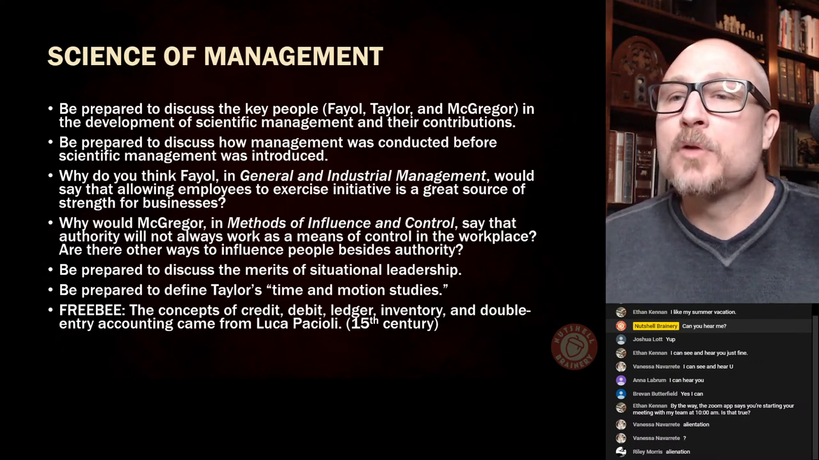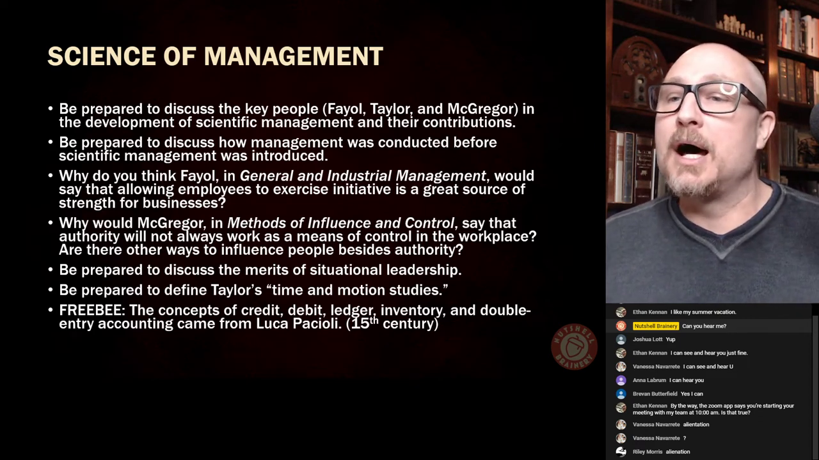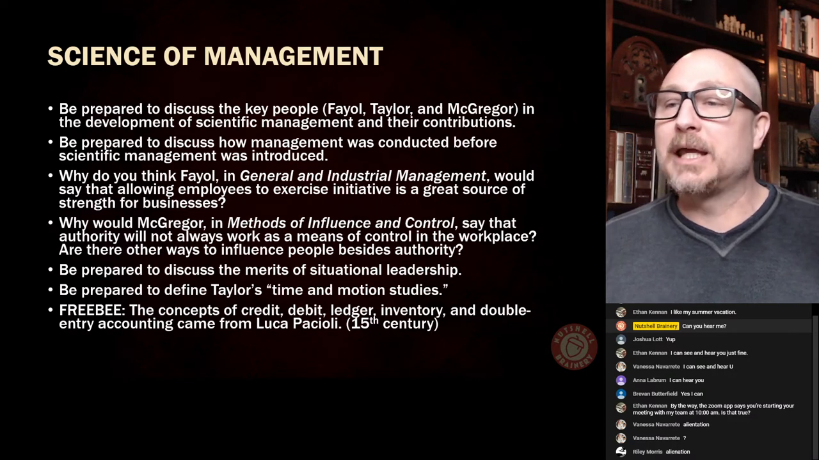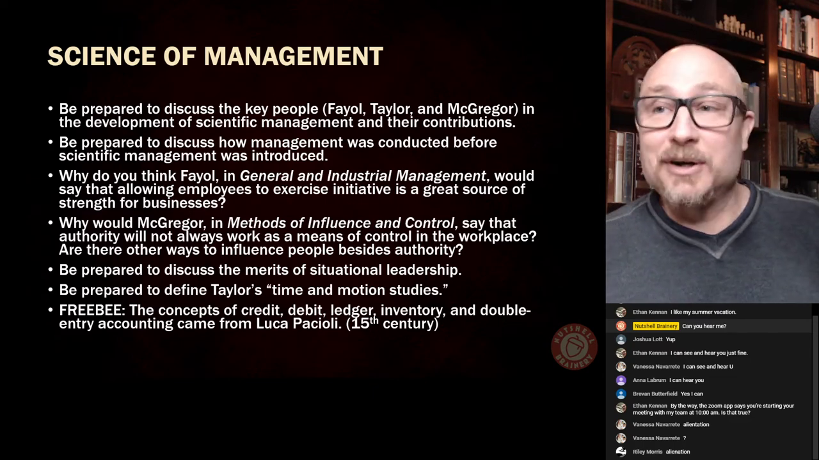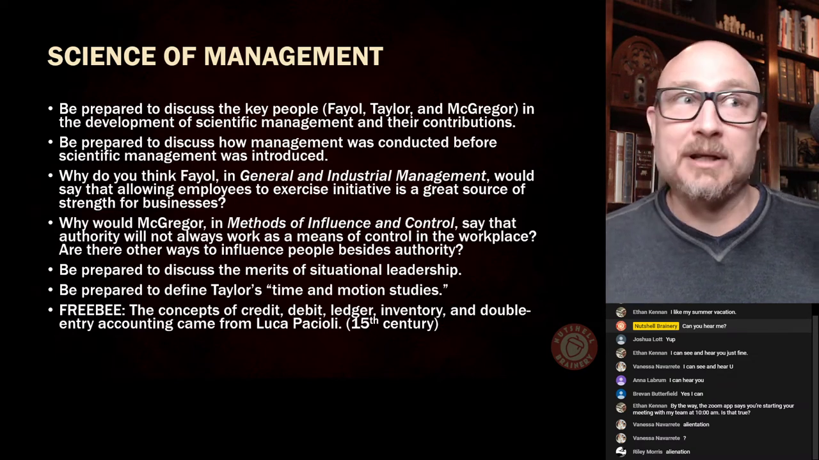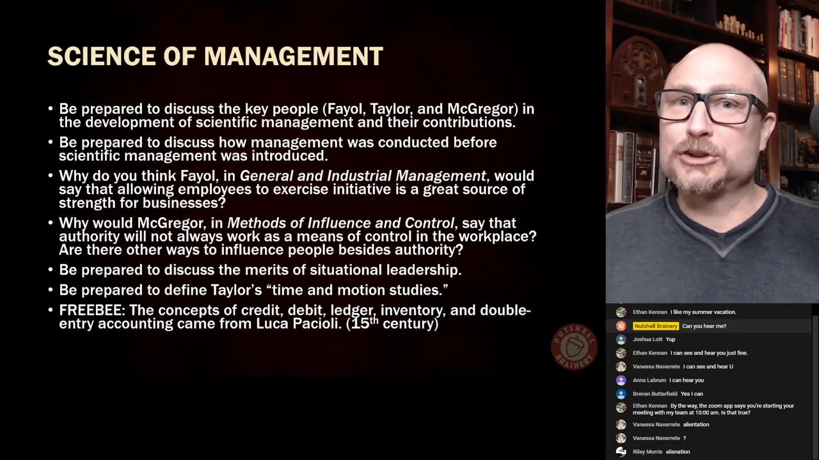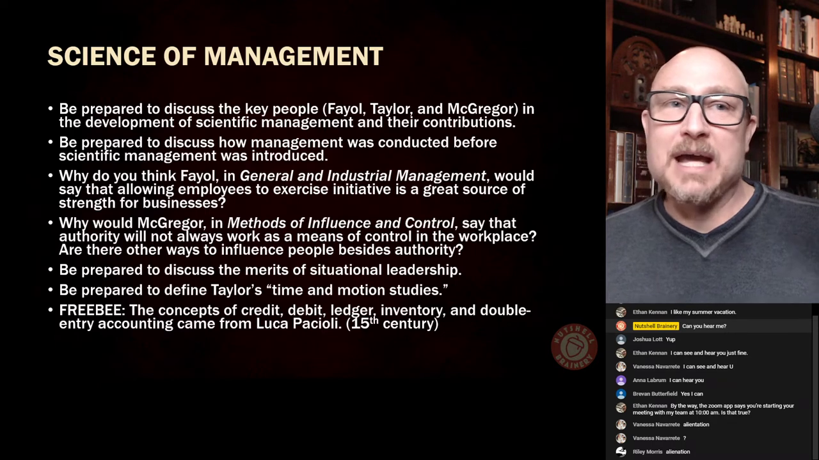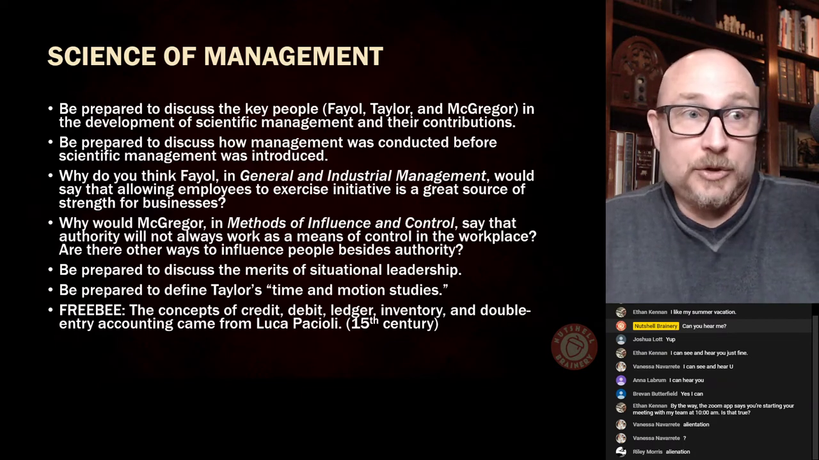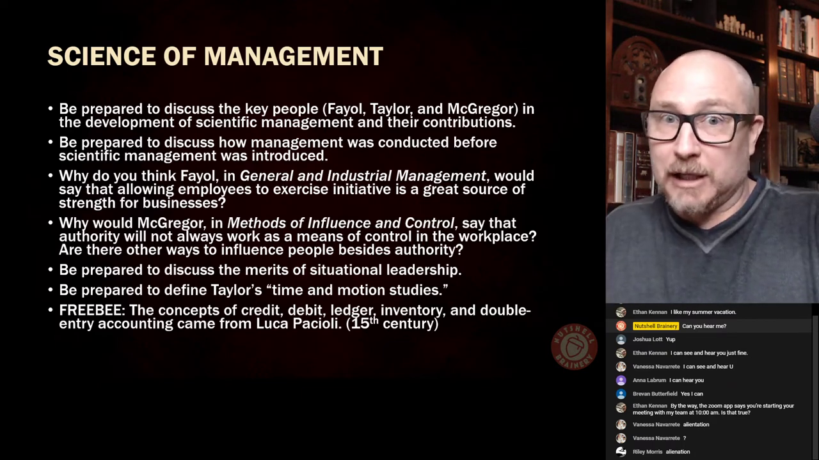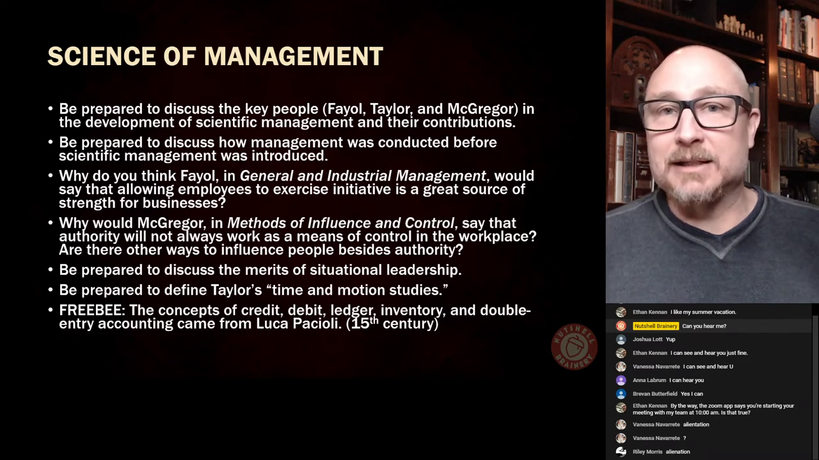Okay, why would McGregor in Methods of Influence and Control say that authority will not always work as a means of control in the workplace? Are there other ways to influence people besides authority? Well, remember, and you can go back to the presentation on this one, there's lots of ways to influence people. There's authority, but then there's also personal sources of power, such as expert power and referent power and network power. Remember? So, no, you can influence people without authority. You can influence them because they look up to you and you have expertise and you're well connected.